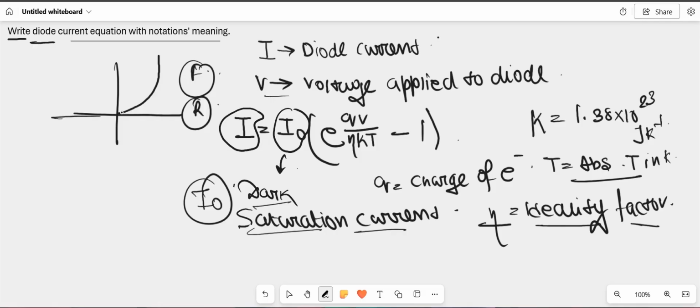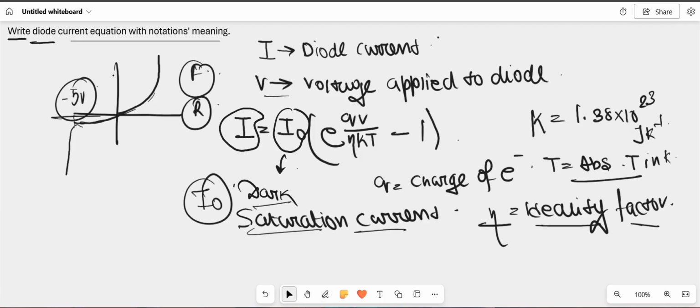So this is the curve for the forward bias PN junction. And for the reverse bias PN junction, the characteristics will go on like this. After attaining a particular voltage, the diode will break down. For example, this is the breakdown voltage, minus 5 volts. After attaining this voltage, the diode will break, and after that point the current will increase exponentially.